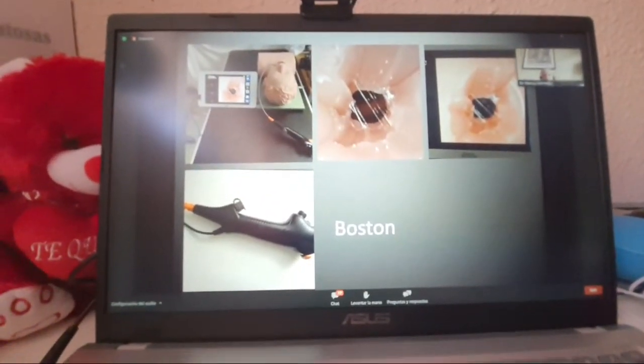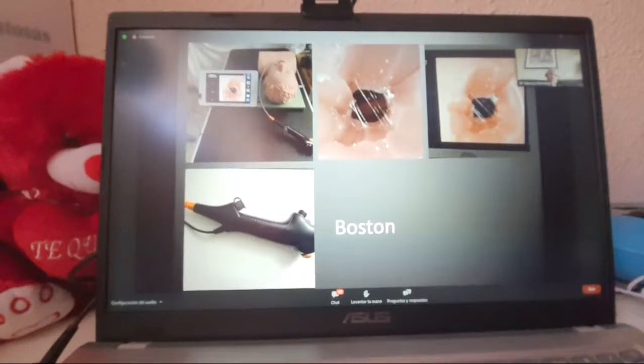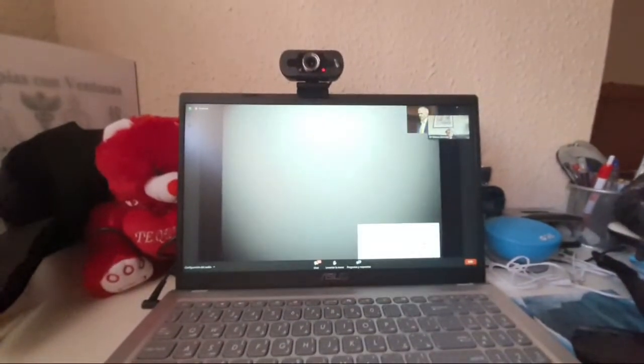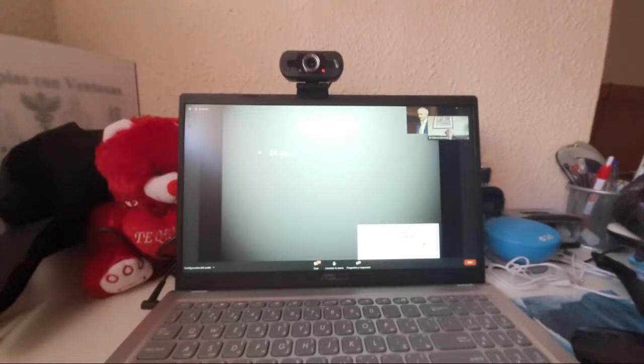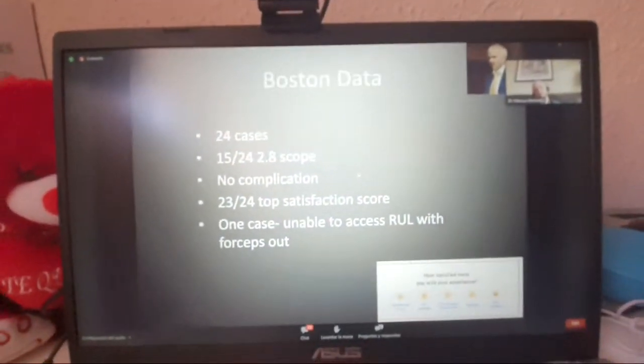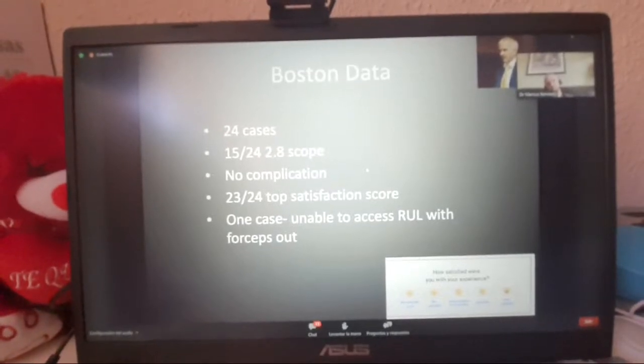So the Boston scope I've been using now more, and I do like this scope, and you'll see the reason why in a minute. So I've collected just 24 cases so far. Usually, most of them were the larger 2.8 scope, and I go through the sizes. I've had no complication at the moment. 23 out of 24 had top satisfaction score. One case I was unable to access the right upper lobe with the forceps out, but I'll show you that's not uncommon at the moment.